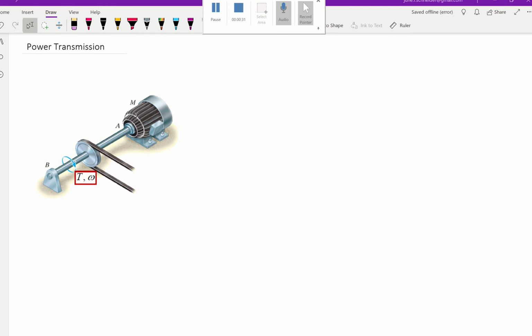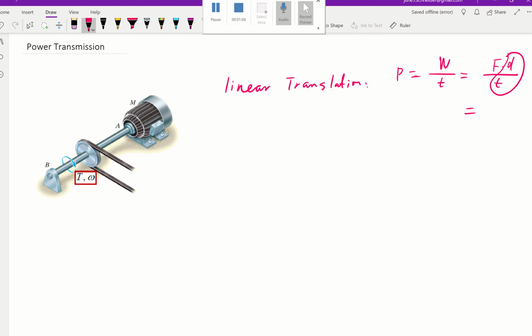So we're going to figure out what's going to be the power transmission. What's the power? Before we introduce this new formula, I want you to think about linear translation. When you just have a linear translation, how do we calculate the power? The power, remember, is energy divided by time, work over time. And we also know work is force times distance, then divided by time. And what's distance divided by time? That's going to be velocity.